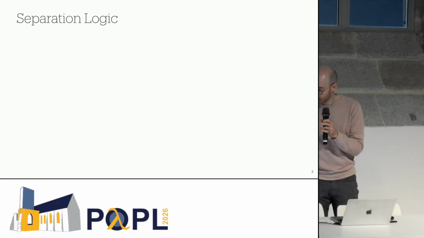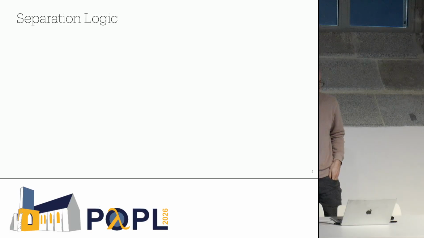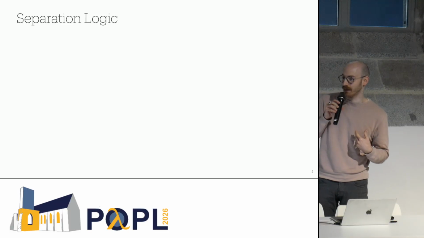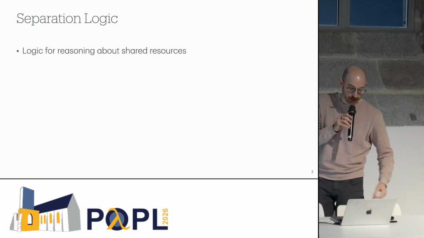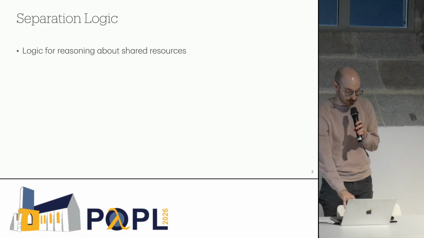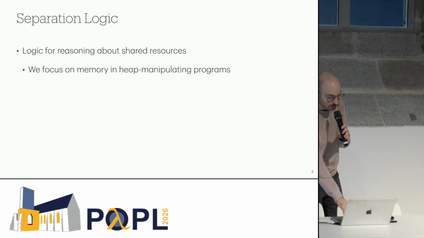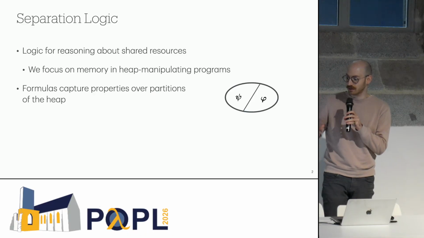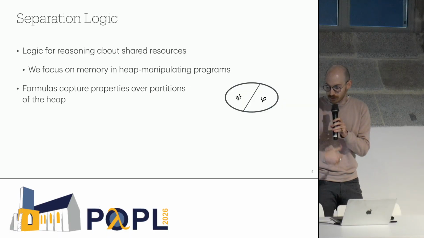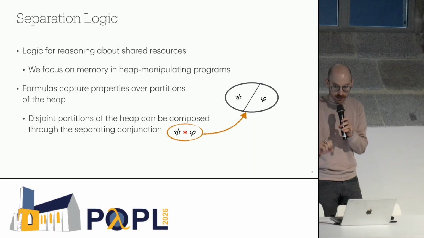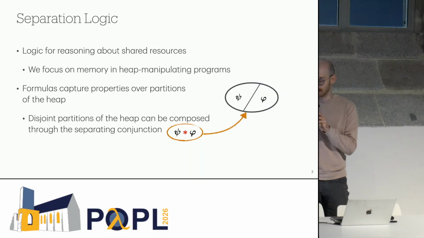Okay, so first, what is separation logic? This is kind of a funny question to ask after this entire session, but maybe this is more for me to orient my first-order mind into separation logic. Separation logic is a logic for reasoning about shared resources, and specifically locations in the heap in heap-manipulating programs. So we have some heap with two parts. One part of the heap has a formula psi that captures some property over it, and the other has phi, and we can combine these disjoint parts of the heap with the separating conjunction, psi star phi.